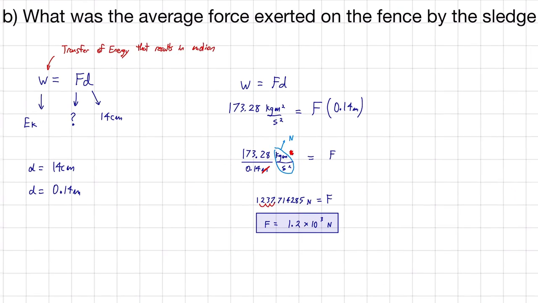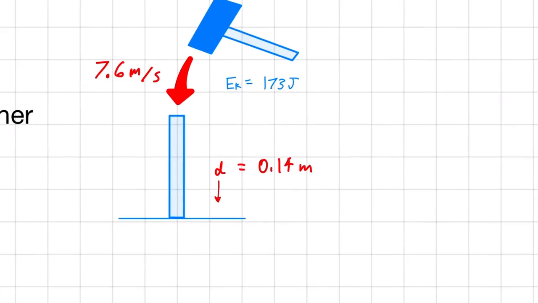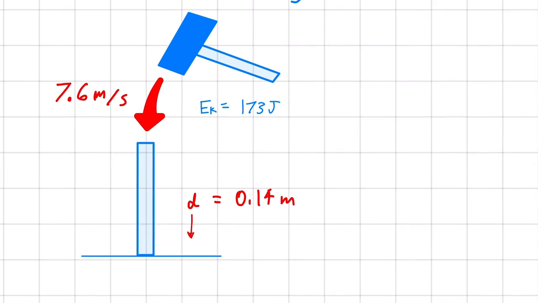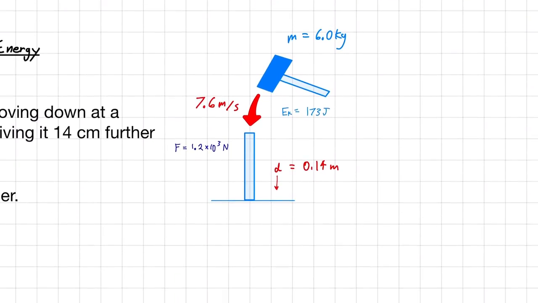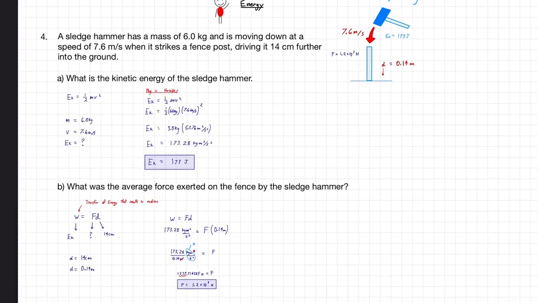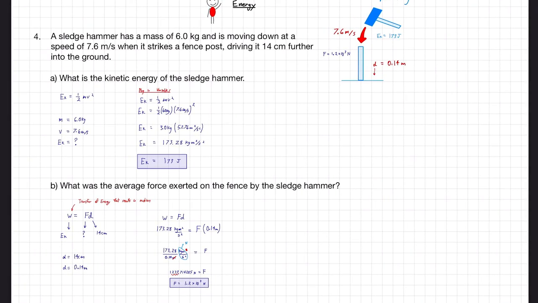So we know that the force applied is 1.2 times 10 to the 3 newtons. That is the final answer.